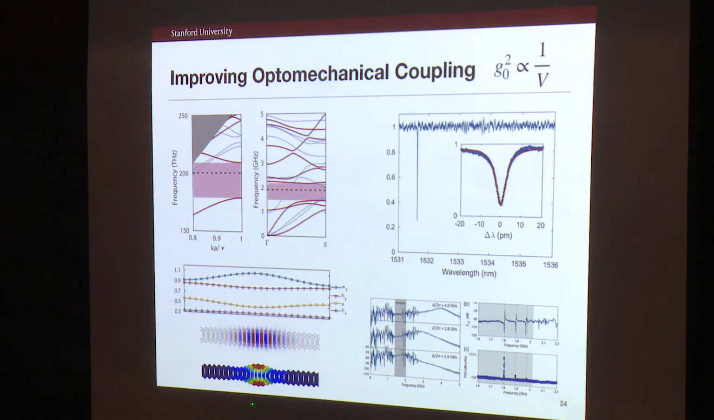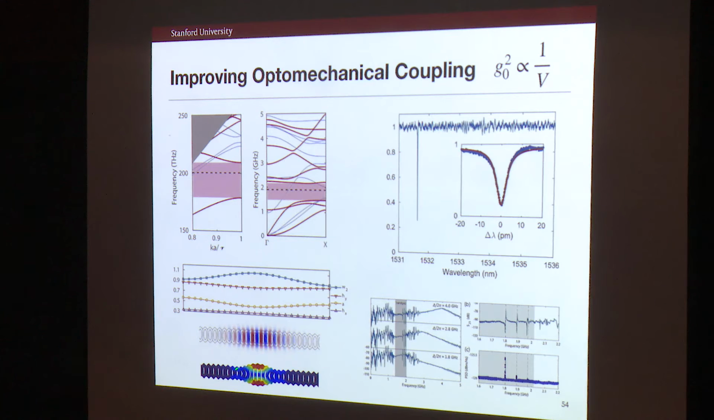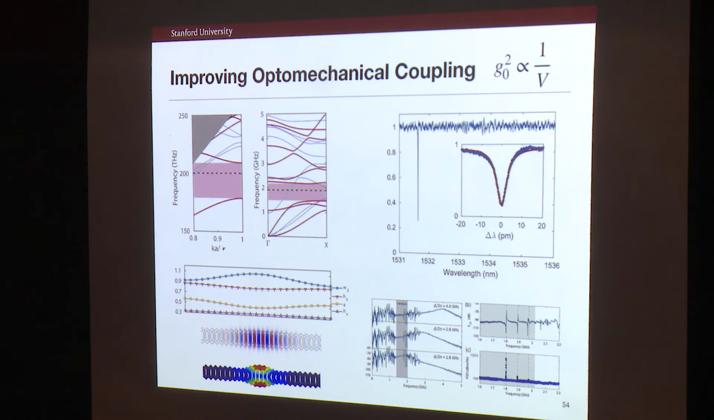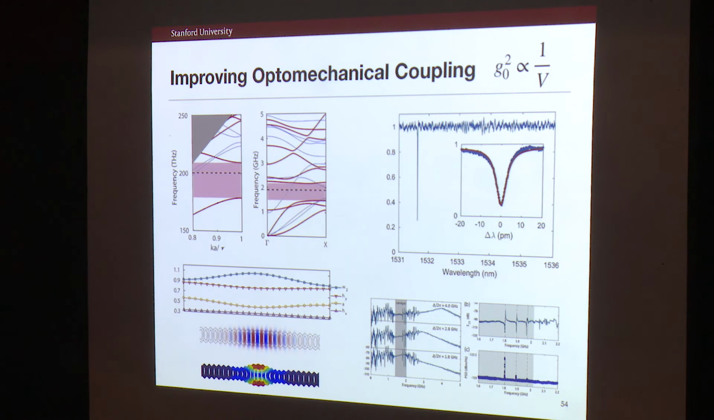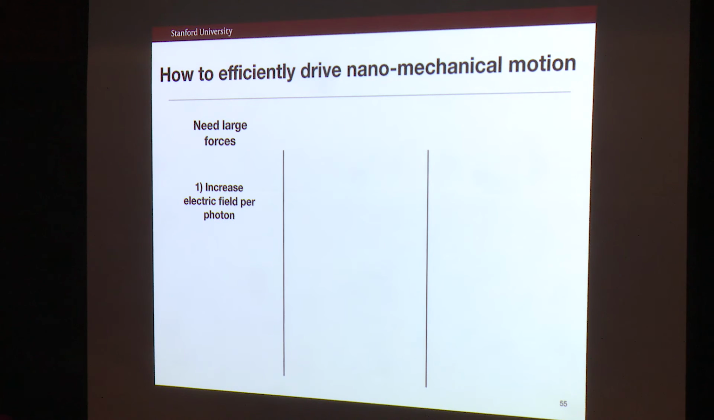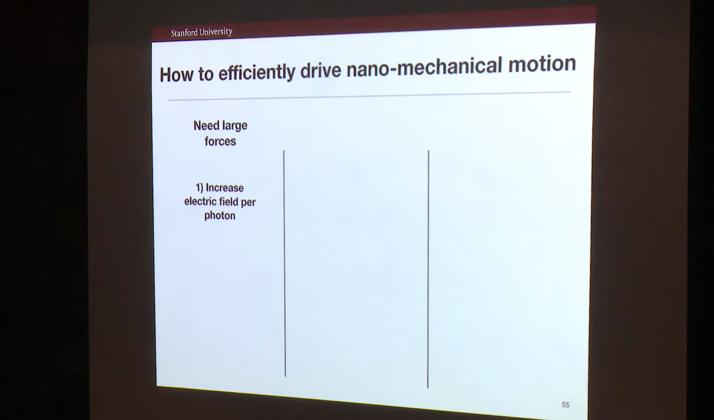But now the problem is, how do I actually connect this to a microwave line? Because you want to have a converter that has a microwave input and optical input. And this is very difficult to couple to because it's very small. So when something is small, you need to have large forces to drive its motion. So for anything, you need to have large forces. And so if you have big capacitors, you can generate a large amount of force.